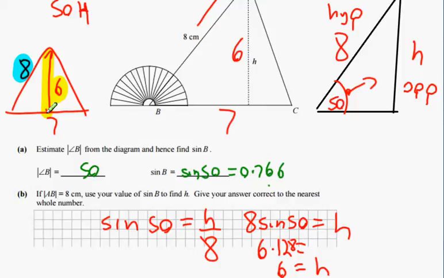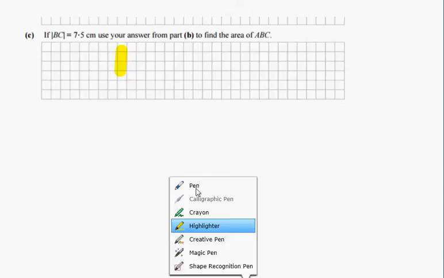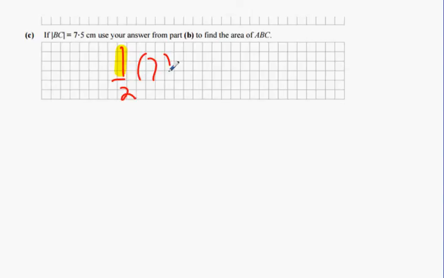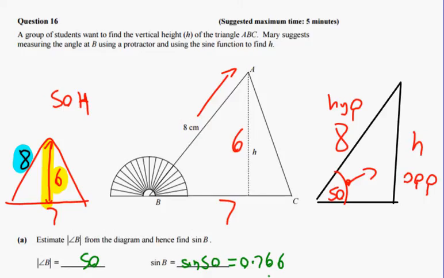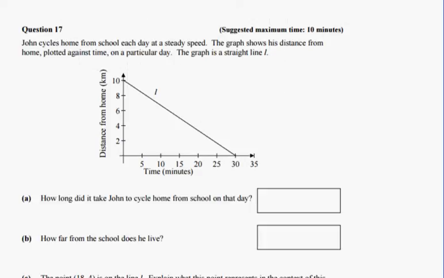So 3.5, a half of 7, by 6. You can do it that way. I tend to write a half times 7 times 6 and put it into the calculator. You guys will say 3.5 times 6 and you'll get 21. Is it centimetres? Centimetres squared or cubed? Squared. Area is always squared. Volume is cubed. Length is centimetres.